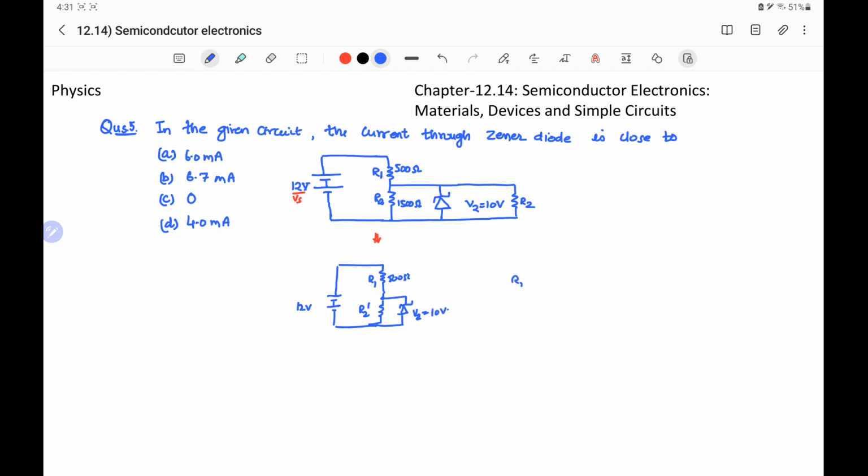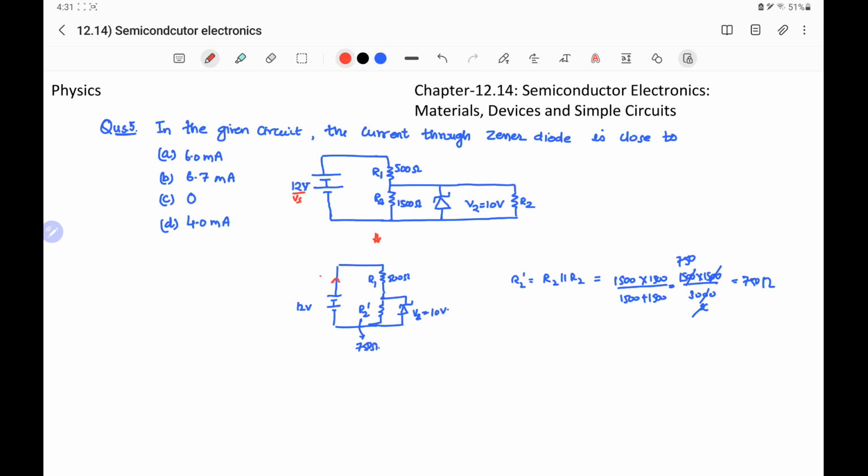This R2 dash is the equivalent resistance of R2 parallel with R2, and R2s are 1500, so 1500 into 1500 by 1500 plus 1500, it will be equal to 1500 into 1500 by 3000. On cancelling we will have simply 750. So R2 dash is 750 ohm. Therefore this R2 dash is 750 ohm.